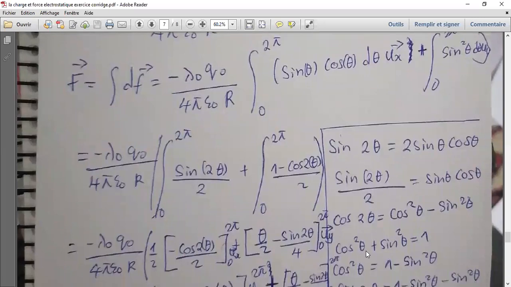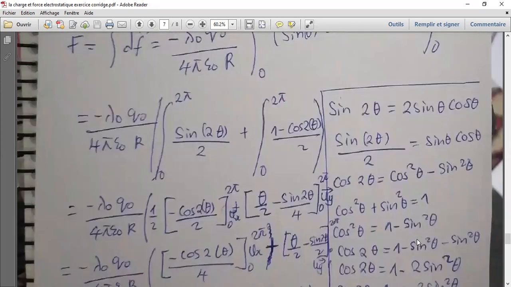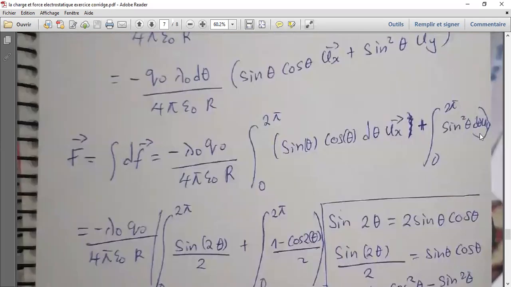Then you should also know that cos squared theta plus sin squared theta is equal to 1. So there are two formulas here which you should know. You should know that cos 2 theta is equal to cos squared theta minus sin squared theta. And you should also know that cos squared theta plus sin squared theta is equal to 1. So these formulas are really important. The first thing is you use the second formula here, since you want to replace sin squared theta.